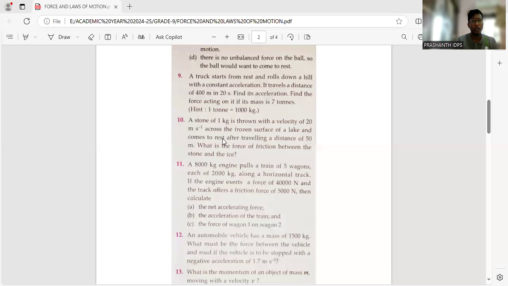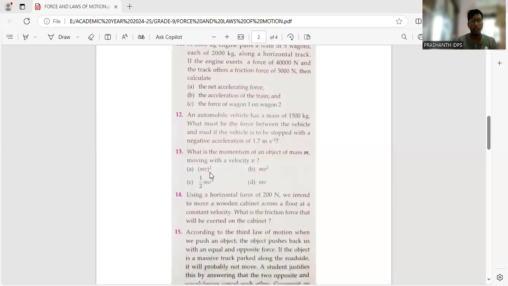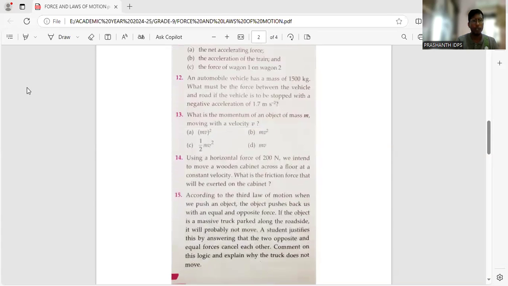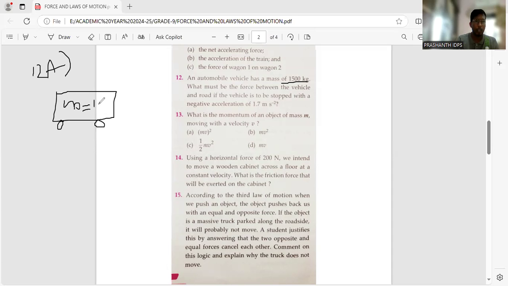We have completed till 11. This is a very simple one, 12th one. An automobile vehicle has a mass. Imagine this is an automobile, a vehicle or bus or something, whatever it is. Mass of this body is given. I'm explaining the 12th answer. Mass of the body is 1500 kg. Mass is given.